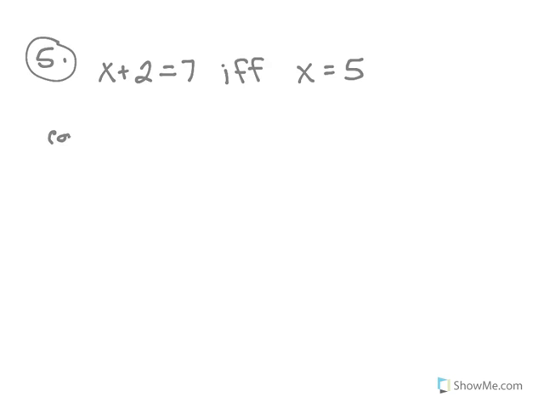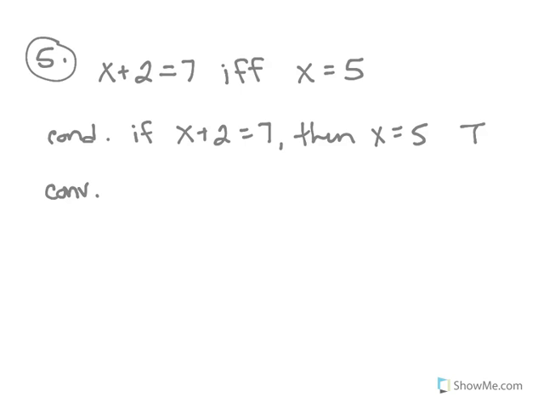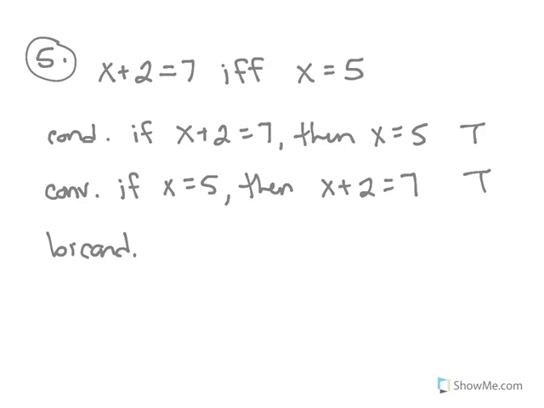So here's my conditional statement. I would write if x plus 2 equals 7, then x equals 5. Is that a true statement? Yeah, sure, why not? That's a true statement. If x plus 2 is 7, then x is equal to 5. Let's switch that up and see the converse. If x equals 5, then x plus 2 equals 7. And that is also true. Therefore, what can we say about the biconditional? And the answer there is that is going to be true as well.